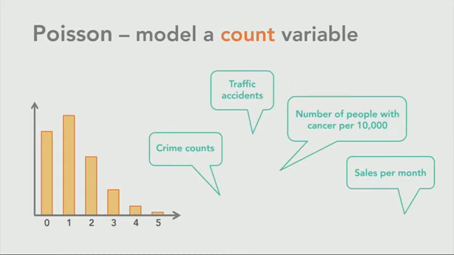And then we also have the Poisson model, and that's for modeling a count variable. These have to be positive numbers, and they have to be integers. They can't have decimals. So it's like crime counts. We can't have half a crime, right? Number of traffic accidents, number of sales per month. It can also be used for rates, like number of people with cancer per 10,000. It's a count per a certain amount, which is a rate, but it's still a count variable.